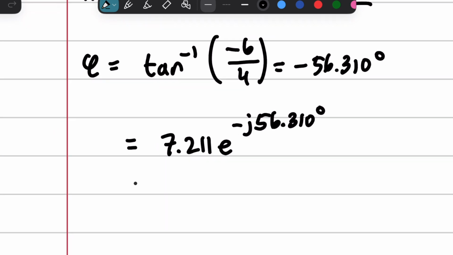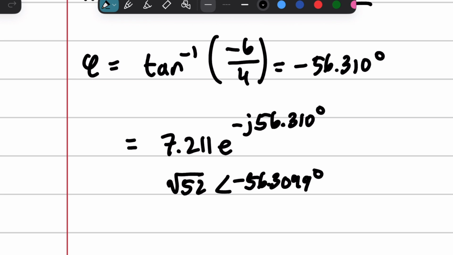Or you can write it in this format. I'm going to use the radical this time: root 52 angle of negative 56.3099 degrees. That's another convention, but I am going to be using this way.